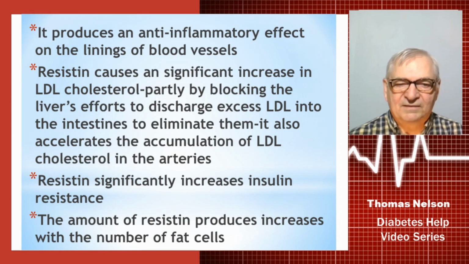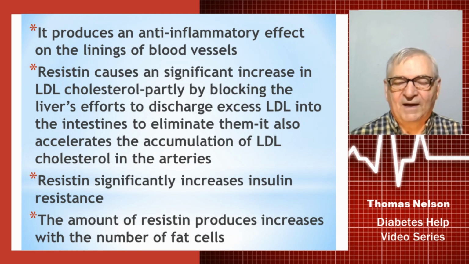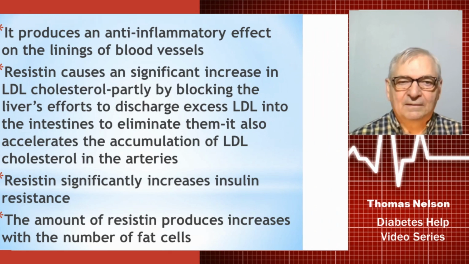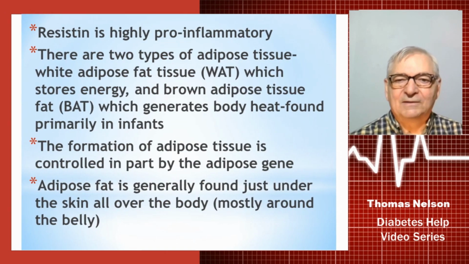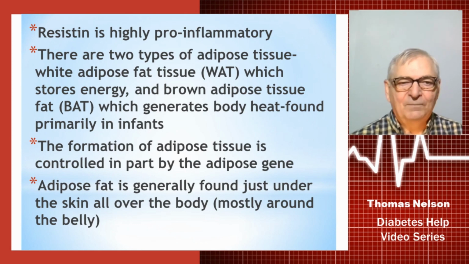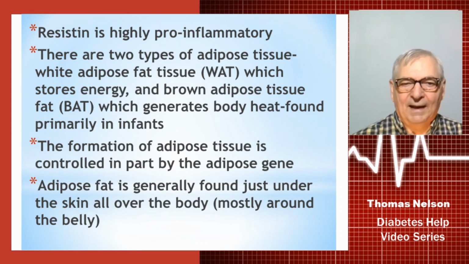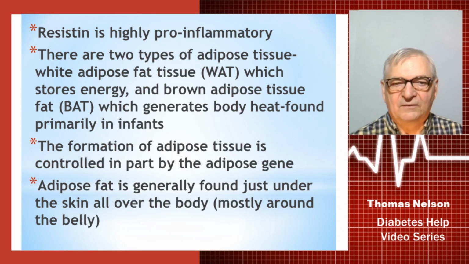The amount of resistin increases in the number of fat cells if you fill the original fat cells to their full state. So resistin is highly pro-inflammatory. It causes inflammation. So there are two types of adipose tissue, remember, the white adipose fat tissue, WAT, which stores energy, and the brown adipose tissue fat, BAT. Now the brown is usually only found in very young children, infants.